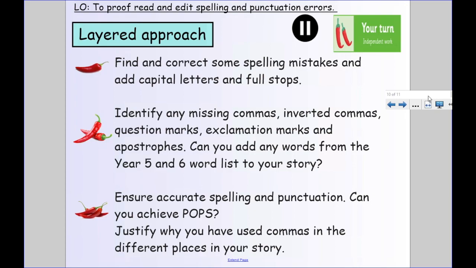Can you also add any words from the Year 5 and 6 word list to your story? Don't worry if you can't remember any words on that list right now. It will be on the screen just a minute after this slide for you to pause and copy any words down there, or it might also help you if you spell any of those words incorrectly. For Chili 3, can you ensure that you have accurate spelling and punctuation of your paragraph? Can you achieve POPS? It might be that you achieve POPS in more than one of your paragraphs. Perhaps you could achieve it in all four, Year 5. Can you then justify why you've used commas in the different places in your story?